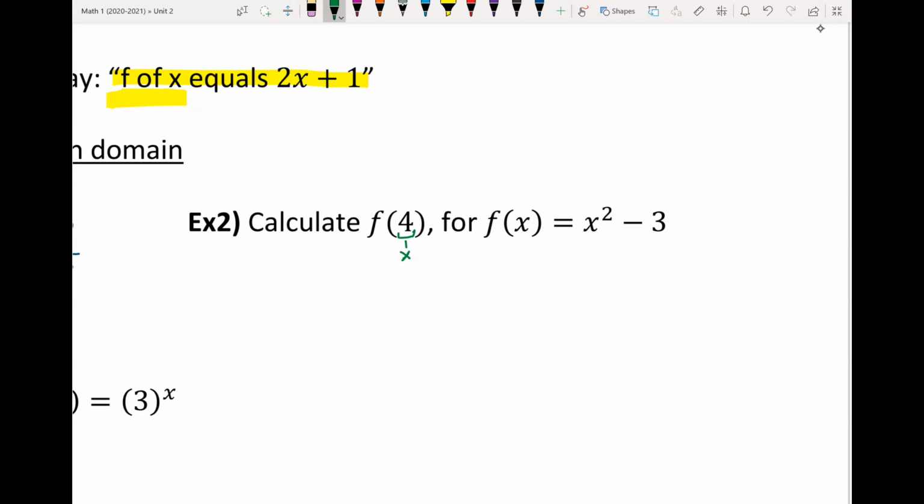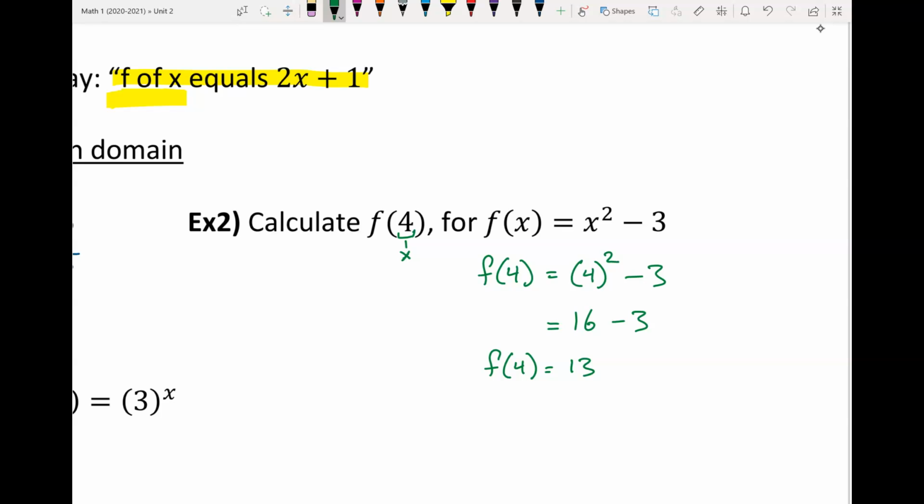So that means we are going to plug in 4, so f of 4. Instead of x, I'm replacing that with 4, so that's going to be 4 squared minus 3. So let's see what our output is. 4 squared is 16. 16 minus 3 is 13. So f of 4 equals 13.